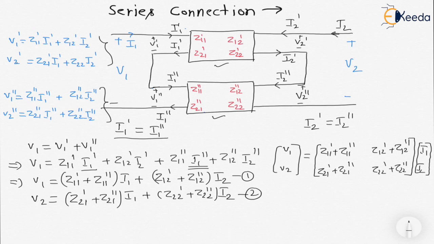So whenever we have two networks connected in series, we find out the Z parameters individually, and then directly after calculating the Z parameters we can add them. So here it is all about the series connection.